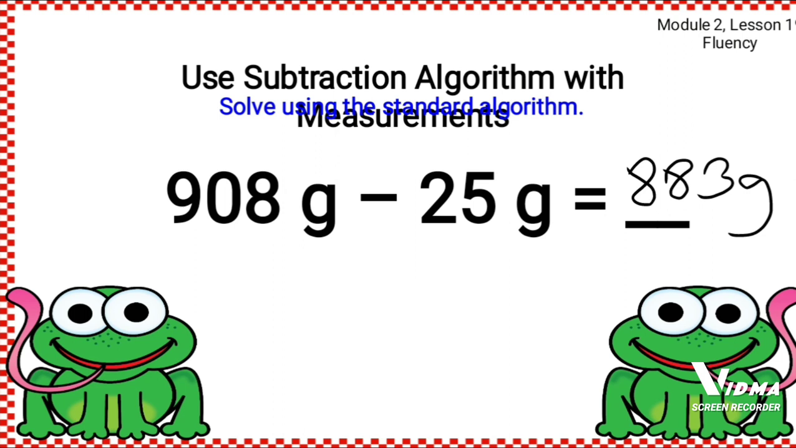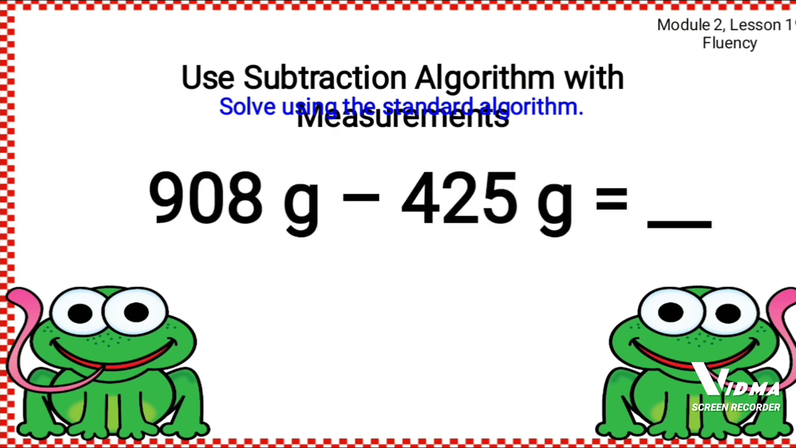Now let us solve this one. Use the information we get now to also solve the next one. 908 grams minus 25 grams is 883 grams. It is true. If you add 25 grams to 883 grams, you'll get 908 grams back. Now remember we got 883 grams.